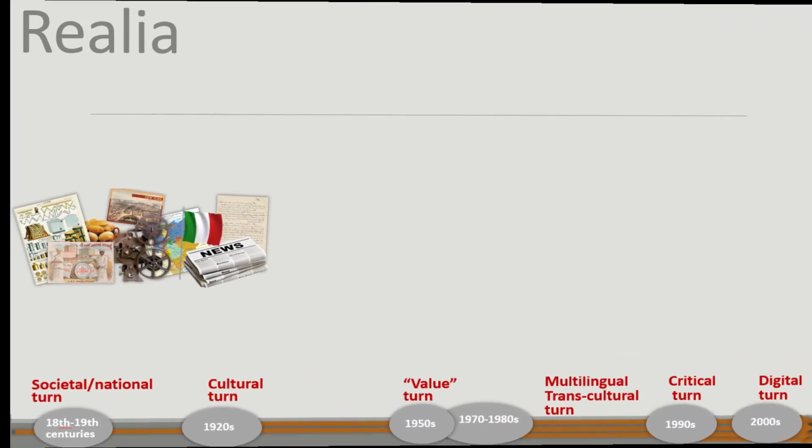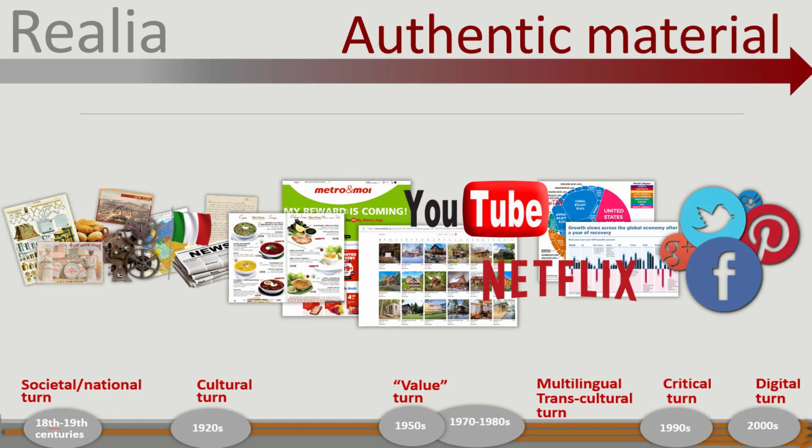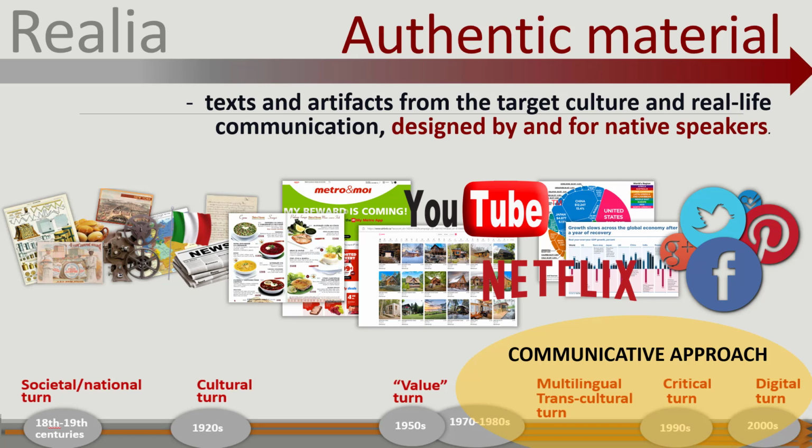Moreover, the tradition of Realia-based teaching has evolved into authentic material-based teaching. The claim for authentic materials arose in the 1980s within the communicative approach to second language instruction. Authentic materials, no matter how confusing and controversial this concept may be, refer to texts and artifacts brought to the classroom directly from the target culture and real-life communication.